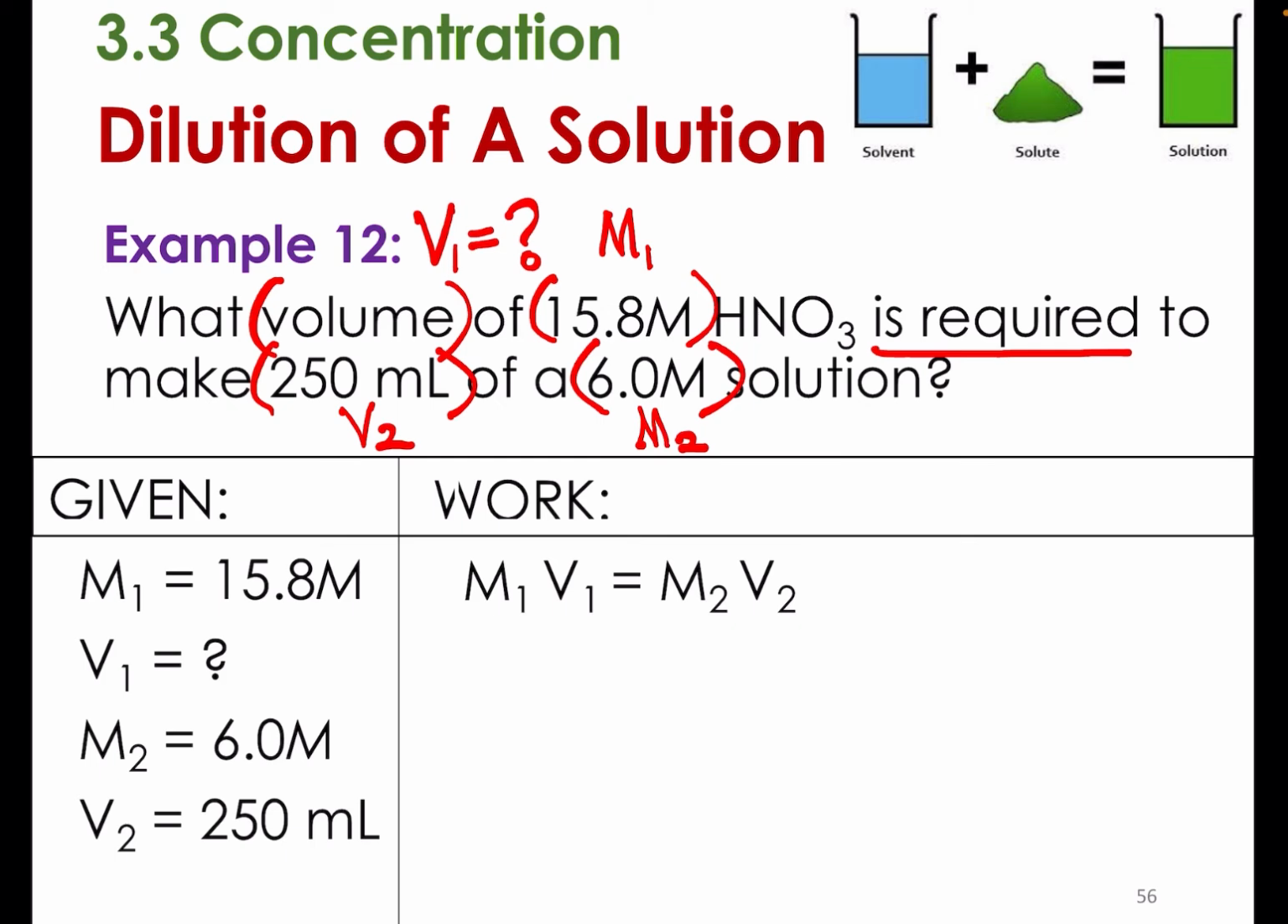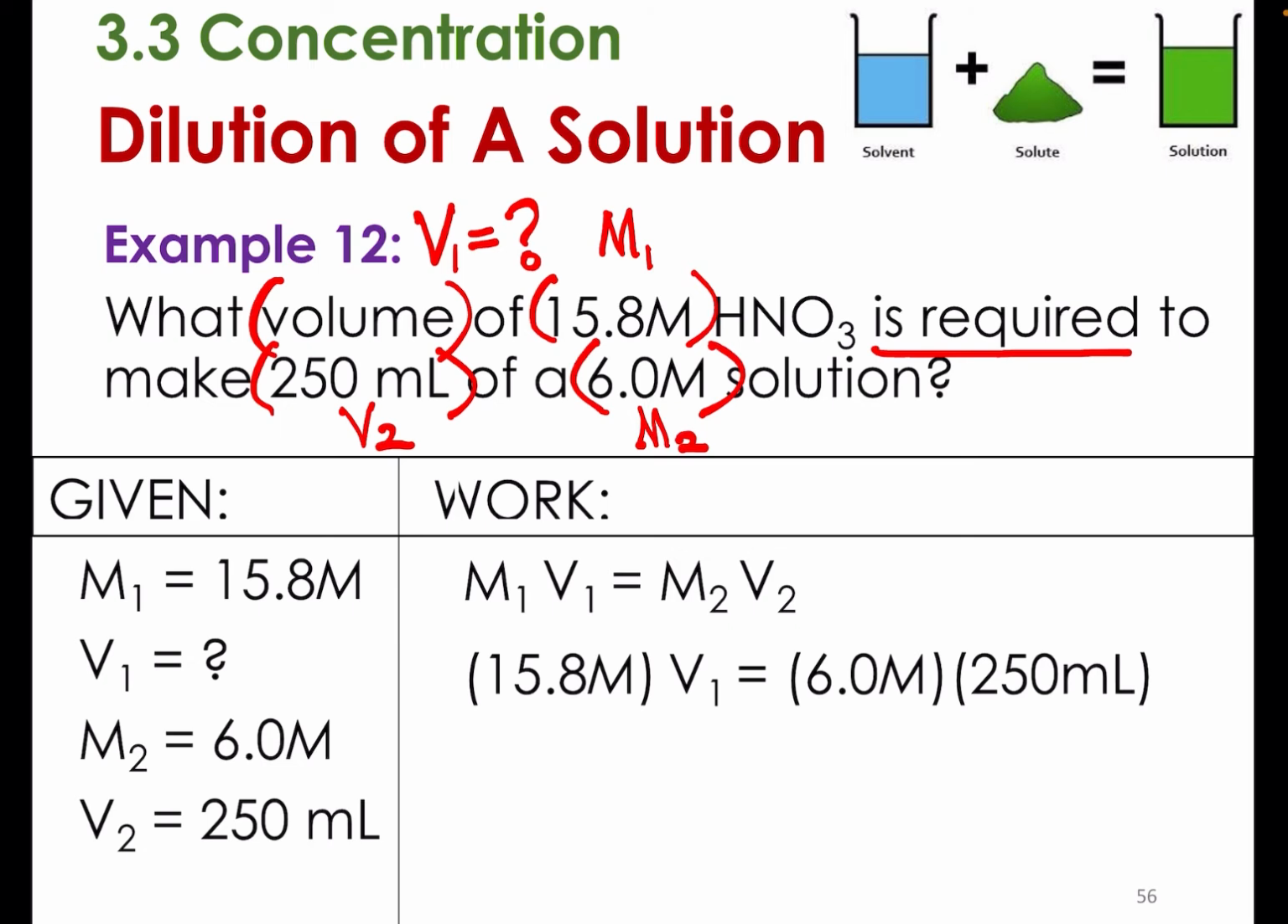Masukkan semua nilai. Awak akan calculate V1 iaitu dalam kes ini 95 milliliter of 15.8 molar HNO3. So very simple.